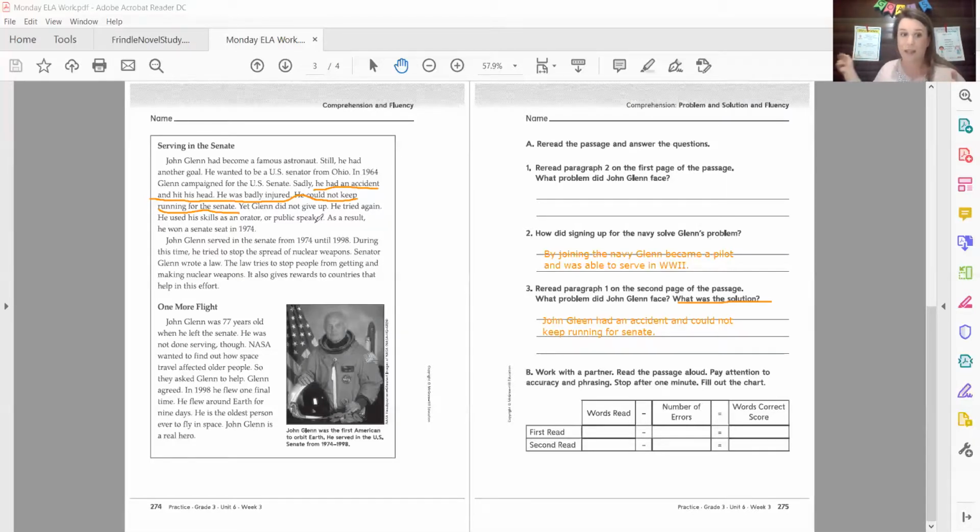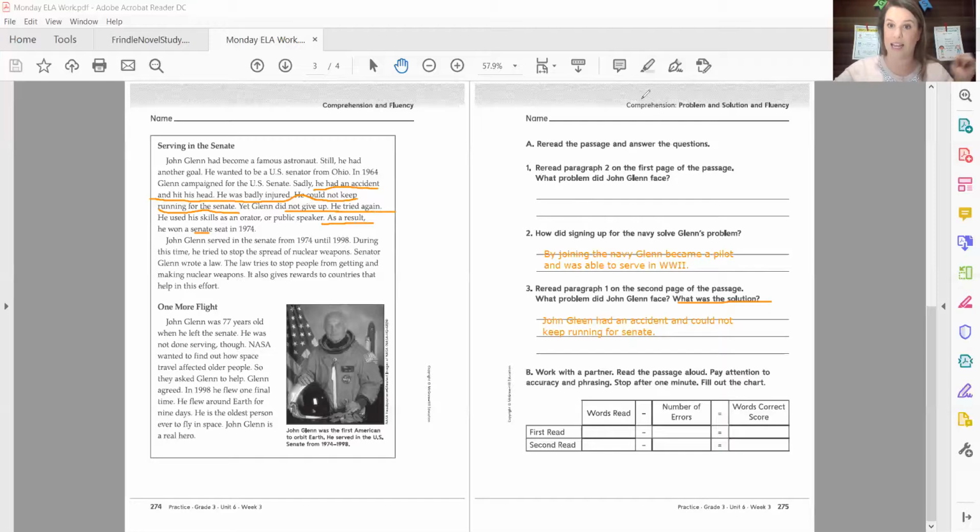And the solution was, as a result, as a result, one of those key words that help you know there's a problem or there's a solution. And as a result is a key word. So as a result, he won a Senate seat in 1964. So there's that keyword helps us know there's a solution there. So I'm going to put down, he did not give up. So he won Senate seat in 1964. So he did not give up and tried again.